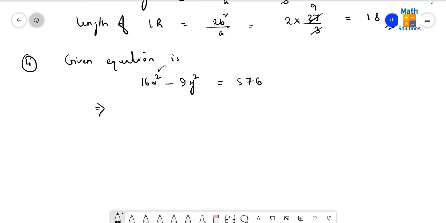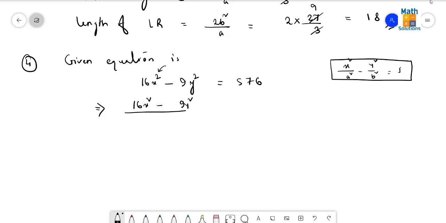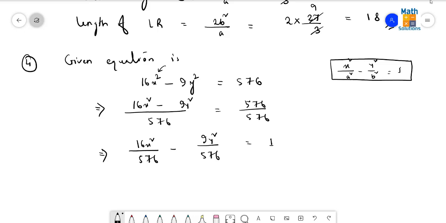Of course the first quantity is x square, so we can get the form here x square by a square minus y square by b square equals to 1. We should try to get this form, and for that what we should do, both the sides should be divided by 576. So 16x square minus 9y square divided by 576 is equal to 576 divided by 576. So 16x square by 576 minus 9y square by 576 is equal to 1, of course. On cancellation, we shall get here 36. Then after again cancelling this with this one, we shall be getting the result as 64. So ultimately it is x square by 36 minus y square by 64 is equal to 1. Let us mark this as 1.